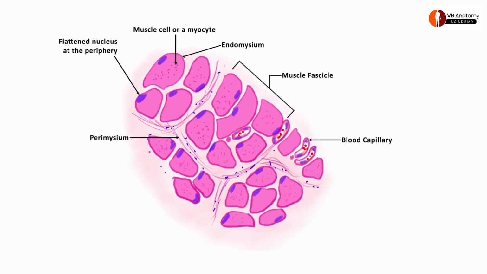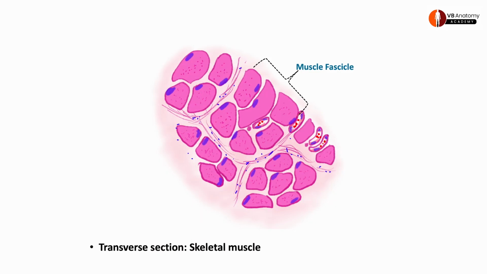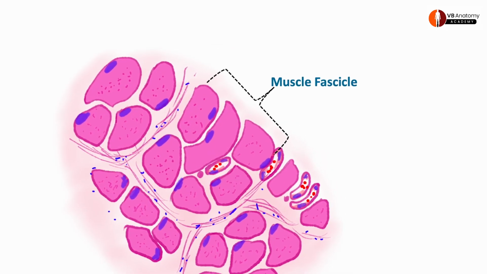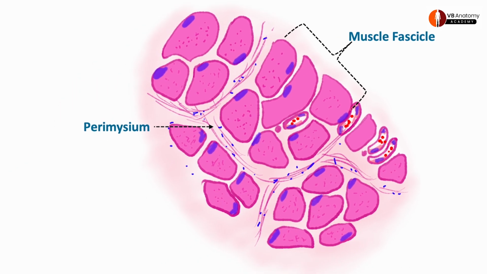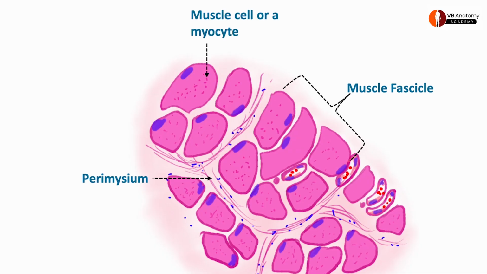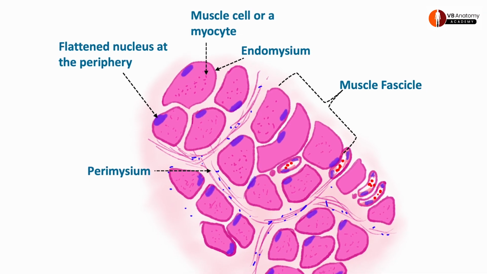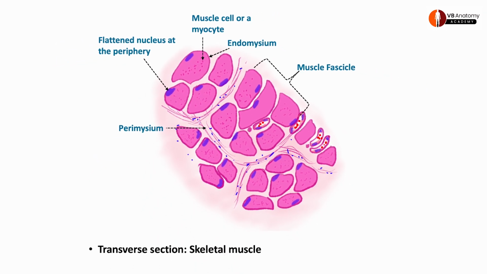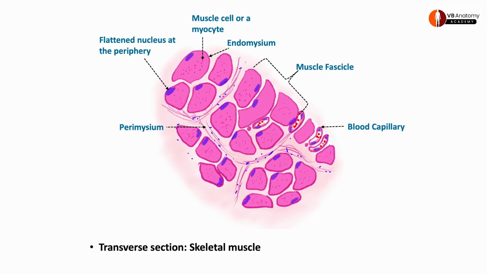Let's now label this. So this was a muscle fascicle. Groups of muscle cells form a fascicle, which is enclosed by connective tissue sheath called perimysium. This is a single muscle cell or a myocyte enclosed by connective tissue sheath called endomysium. Observe how the nucleus is flattened here and a lot of blood capillaries. So what should you remember? Epimysium, perimysium, endomysium.